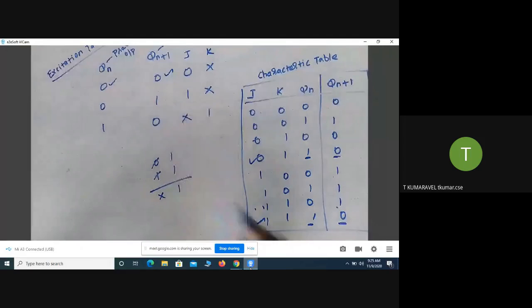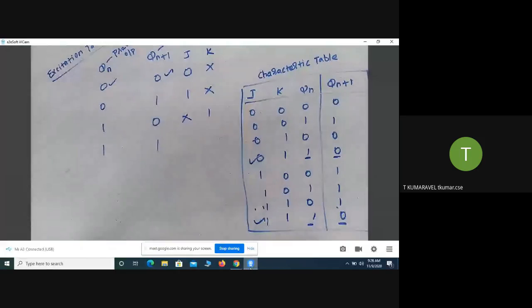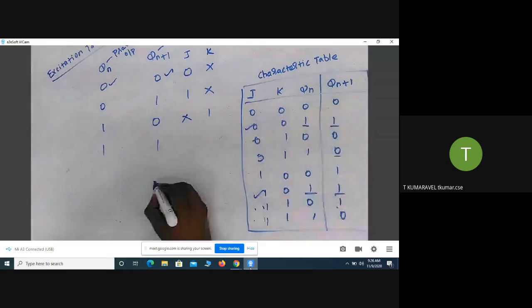What about the last input combination? The last combination is 1 1. Where is 1 1? This is a 1, this is a 1. What is the input combination? It is 0 0 and 1 0. J and K: here J is keep on varying, which can be represented as an X, and K is 0. So it is X 0. Is it okay for you? That is called the excitation table.